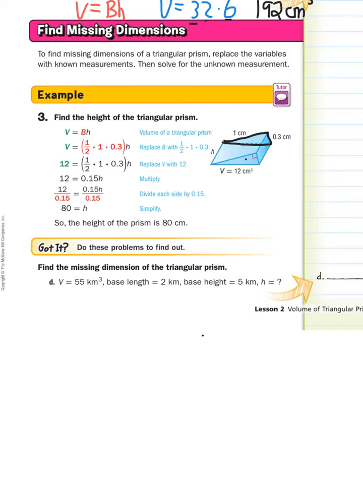Then what they do is they simplify everything in parentheses. And you could type that in your calculator. It's half times 1 times 0.3. And if you do that, you get 0.15. Notice they brought down the 12 equals, and they brought down that H. So they have 12 equals 0.15 times H. Then just like you've been doing, you divide each side by 0.15. These will cancel, and if you do 12 divided by 0.15, you get 80. So the height of the prism is 80 square centimeters. Or I'm sorry, 80 centimeters, not square centimeters. It's just a dimension. All right.